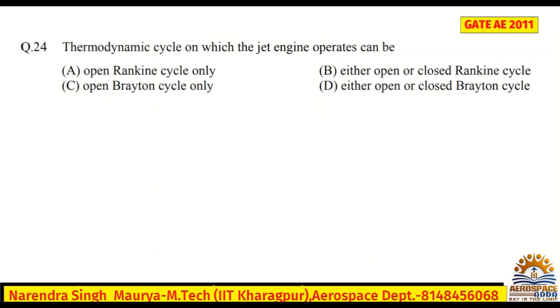Now we'll go for the next one. The thermodynamic cycle on which a jet engine operates can be. This is a simple one. It is the open Brayton cycle, because a jet engine works open. What do you mean by open? That it is not recycling the air. I mean, whatever the exit, again you are not going to give to the inlet. I will draw the diagram so it will be more clear. Check.